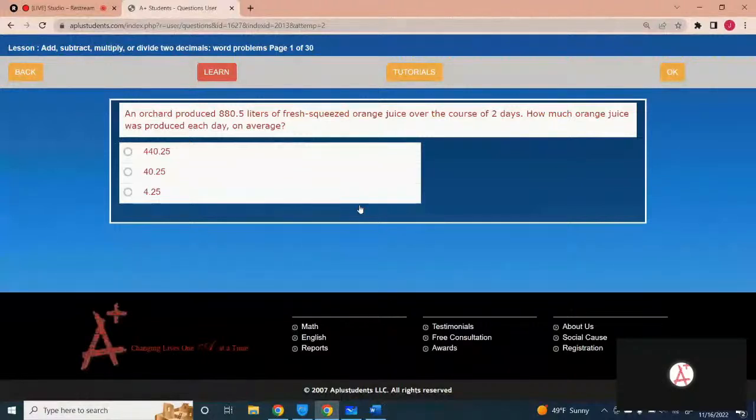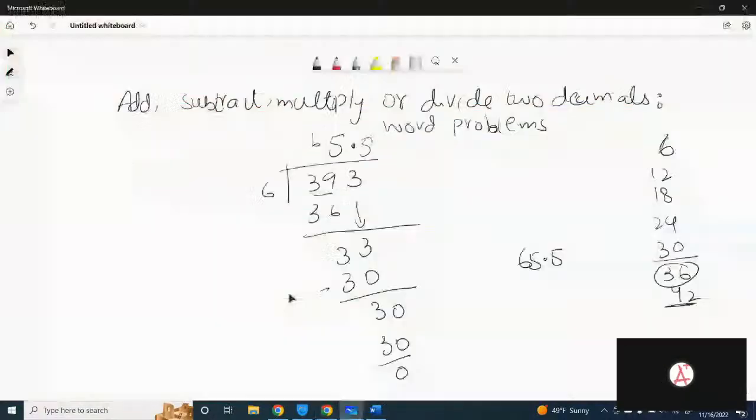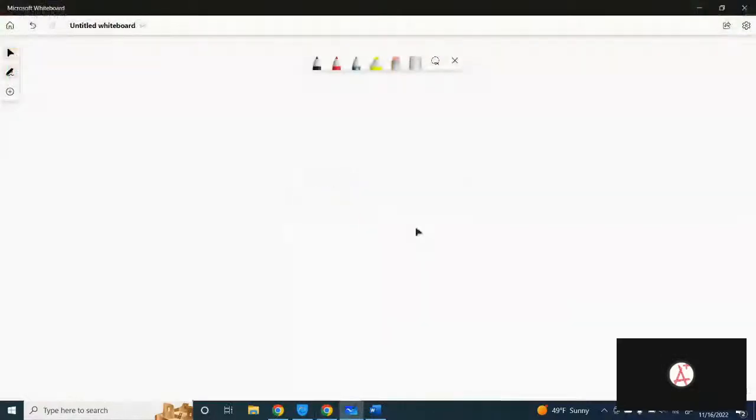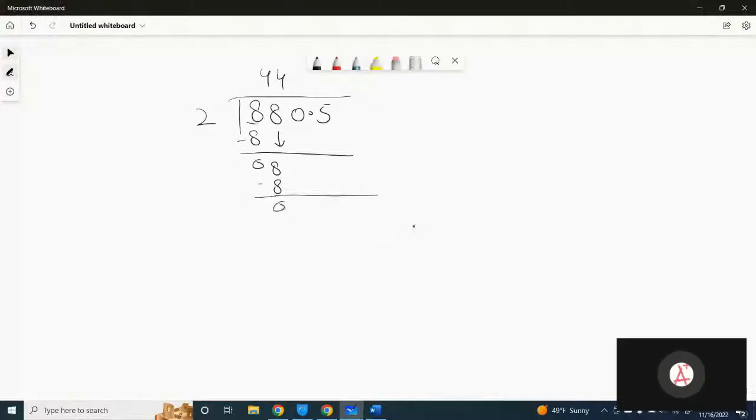So that means you have to divide 80.5 by 2. So just do long division. 80.5 divided by 2. Got it. So you have to count 2 until 8. So 2 times 4 is 8. 8 subtract 8 is 0. Bring the next digit down. Again, you have to go for 2 times 4 is 8. 8 subtract 8 is 0. Then you have this 0. Add a 0 over here. Now put a decimal point.